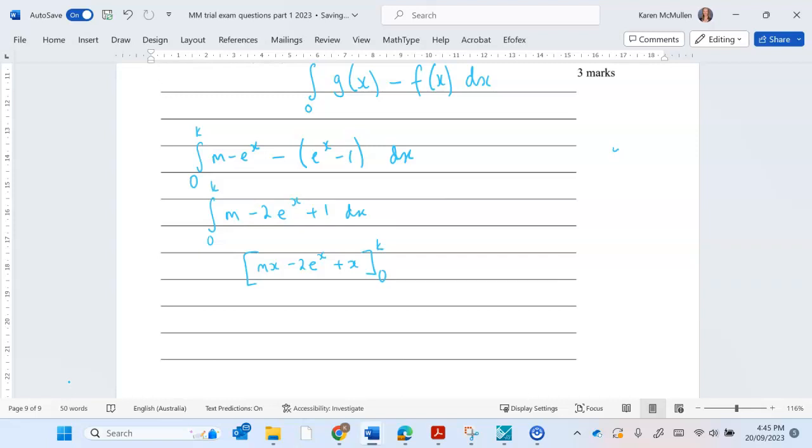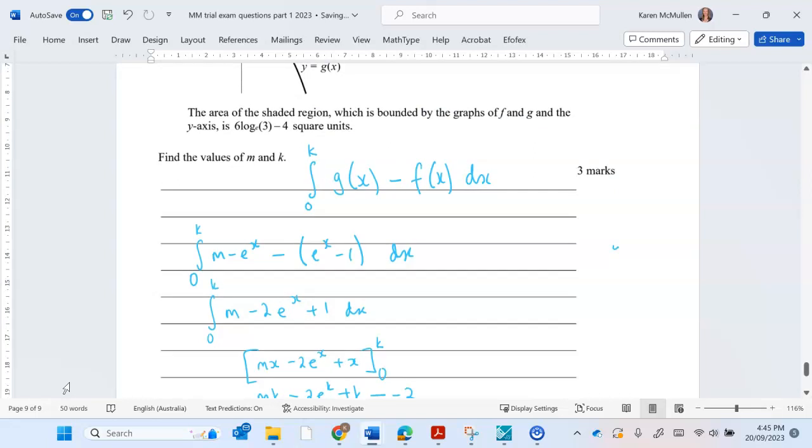Alright, substituting in k, we get mk minus 2e^k plus k, minus, substituting in 0. So e to the power of 0 is 1, so we're going to have minus negative 2. So mk minus 2e^k plus k plus 2. Alright, so that's as far as we can go with our definite integral.